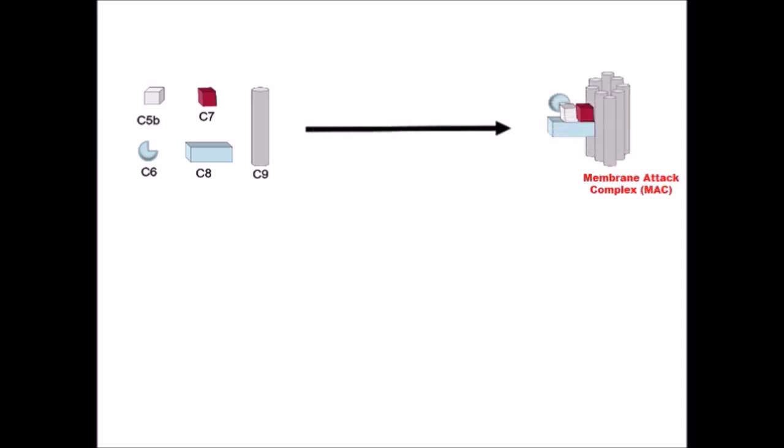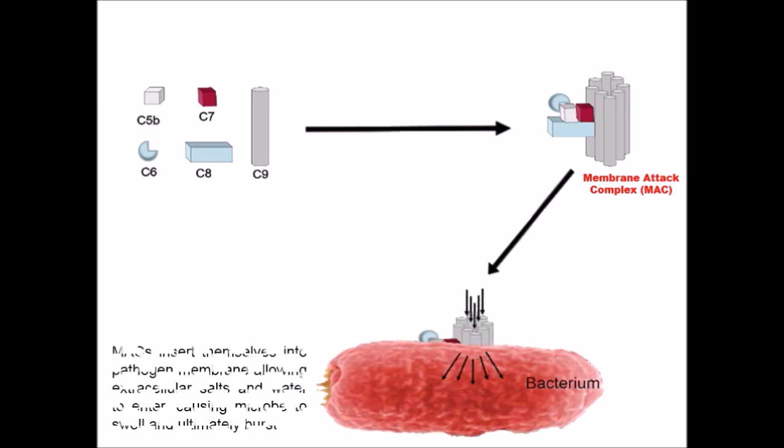Now let us look at how the membrane attack complex works. The components C5b, C6, C7, C8 and C9 self-associate and form a membrane attack complex. This membrane attack complex inserts itself into the pathogen membrane, allowing extracellular salts and water to enter inside the cell, which causes swelling of the microbe cell and ultimately the microbe cell bursts.